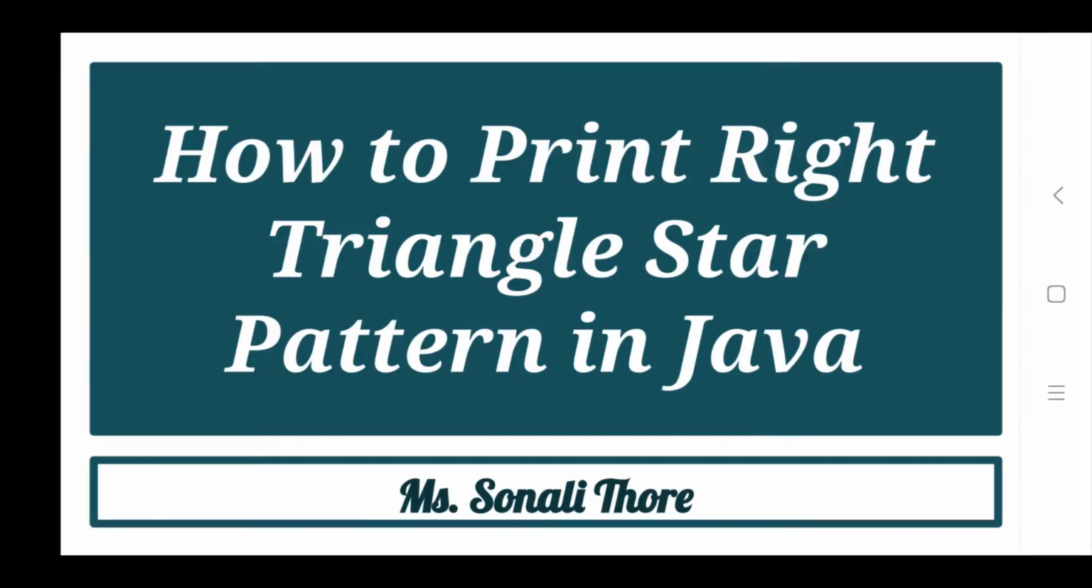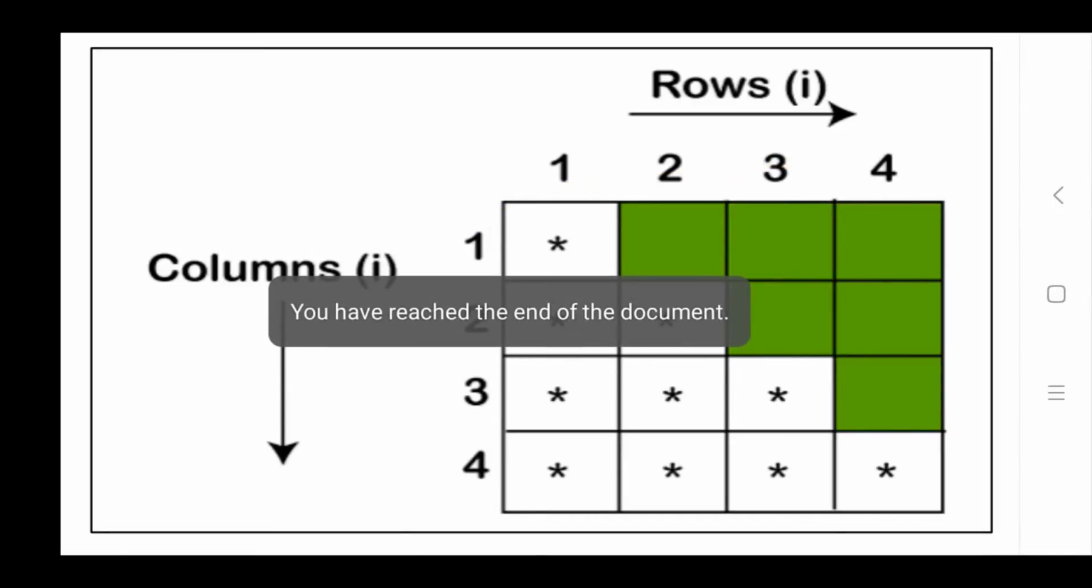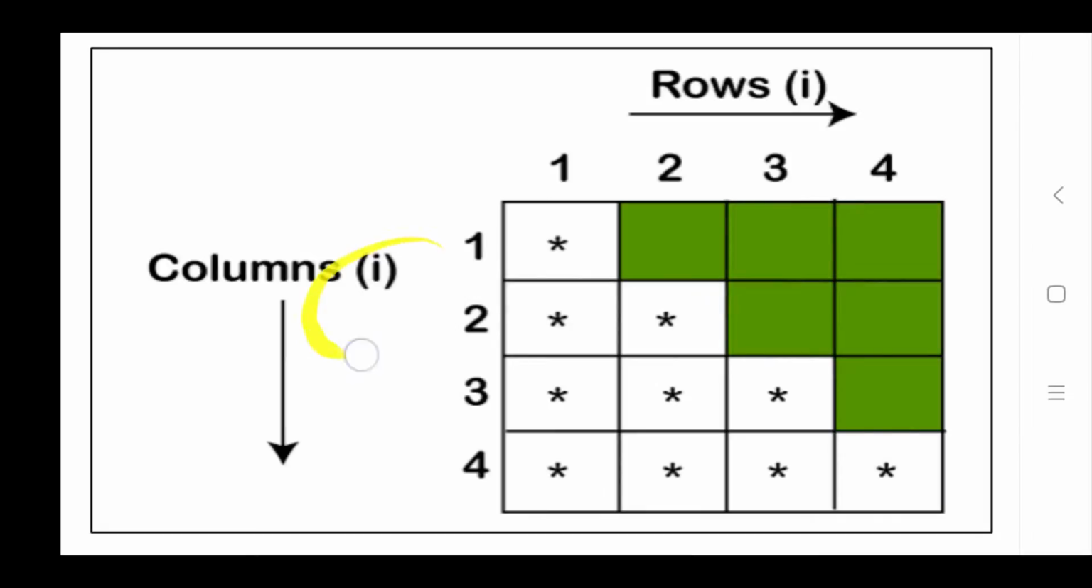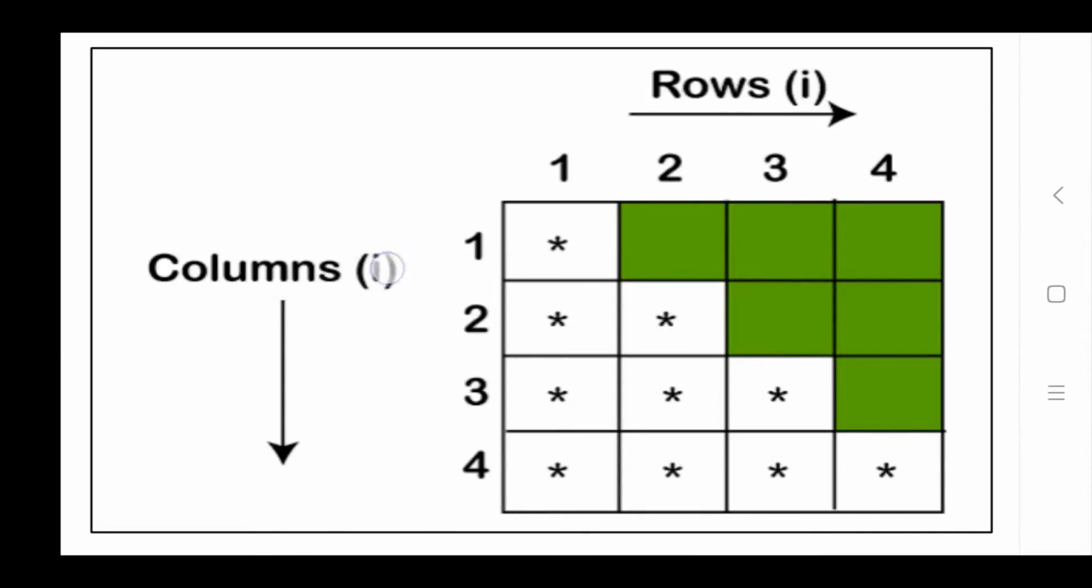In today's video, we are going to learn how to print a right triangle star pattern in Java. Now see here, I have shown the star pattern in this figure. The row is denoted by I and the column is denoted by J.